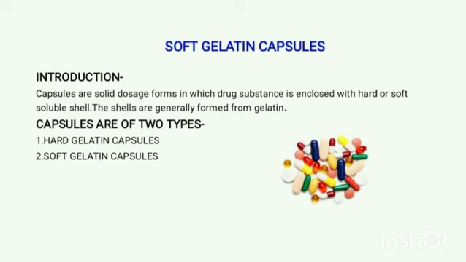First, we should know what capsules are. Capsules are a solid dosage form in which the drug substance is enclosed within a hard or soft soluble shell. The shells are generally formed from gelatin. Capsules are of two types: hard gelatin capsules and soft gelatin capsules.